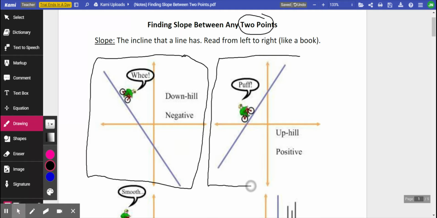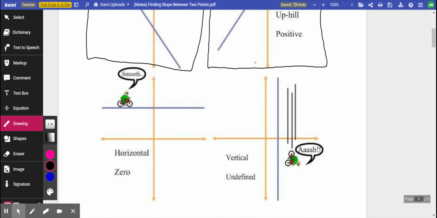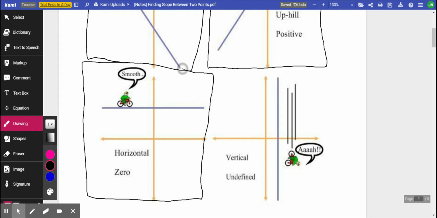The second graph says when you have a positive slope, it means that the line is going up, or in other words, the person is going uphill from left to right. In this case, he's huffing and puffing trying to get up that hill. If we have a line with a slope of 0, that means the line is perfectly horizontal, meaning that it is neither going up nor downhill. It is actually a smooth ride.